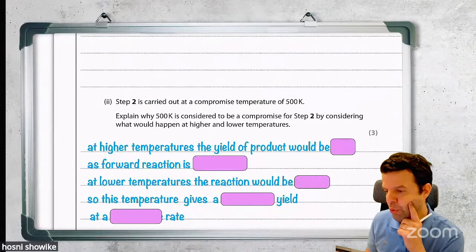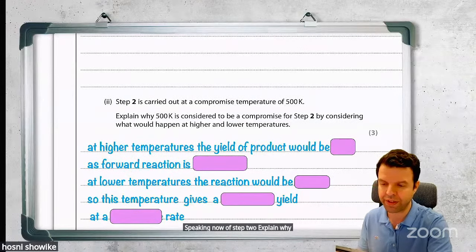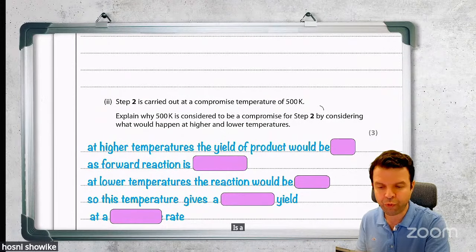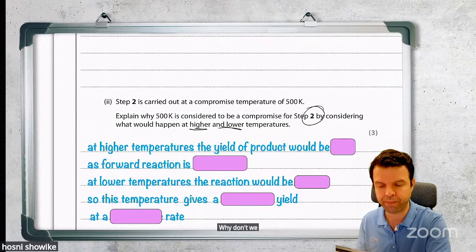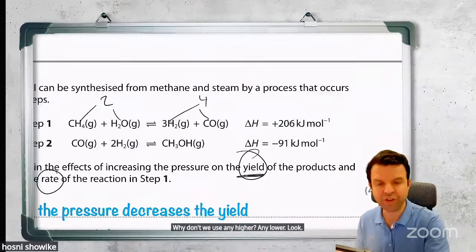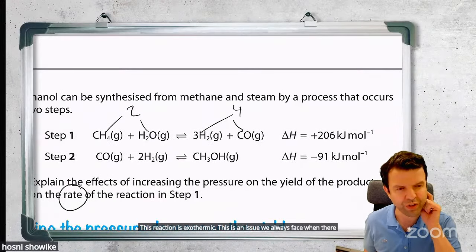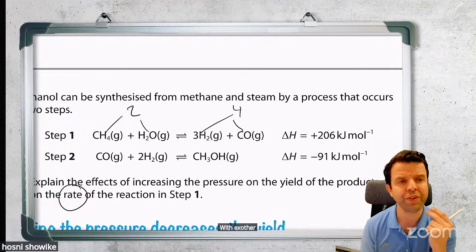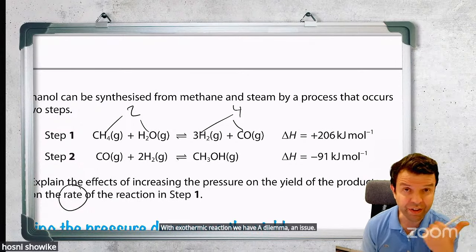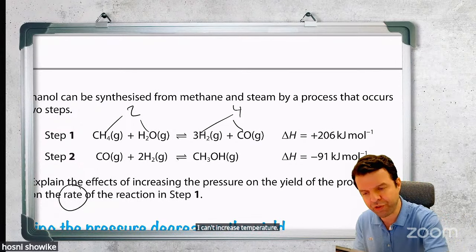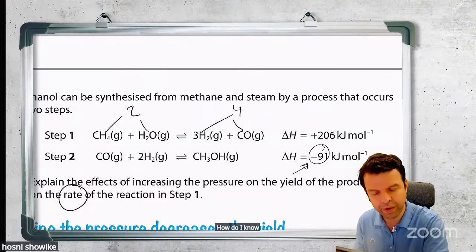Speaking now of step 2, explain why 500 kelvins is a compromise for step 2 of this reaction. Why don't we use any higher, any lower? Look, this reaction is exothermic. This is an issue we always face when there is an exothermic reaction. With exothermic reaction, we have a dilemma, an issue. I can't increase temperature because an increase of temperature will take equilibrium backwards. How do I know? That's exothermic.